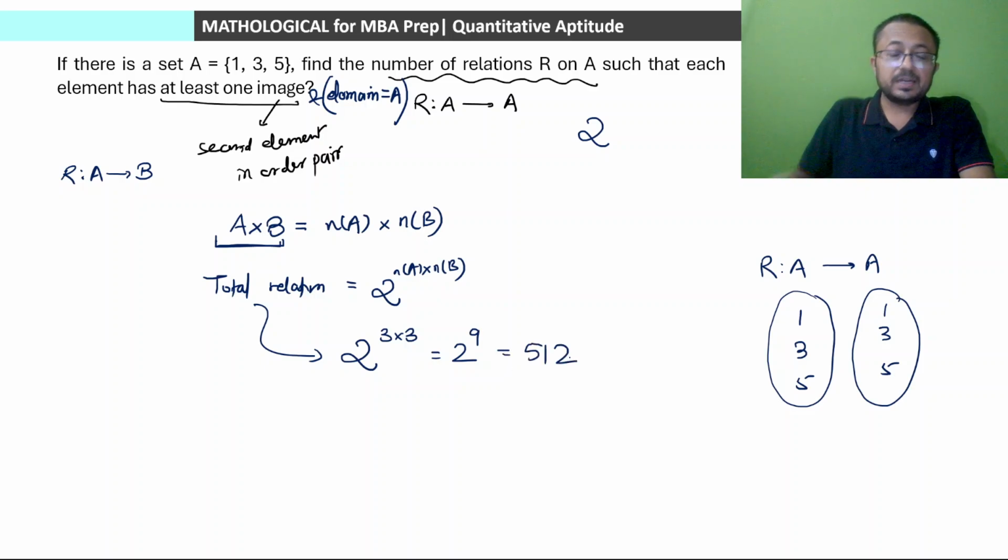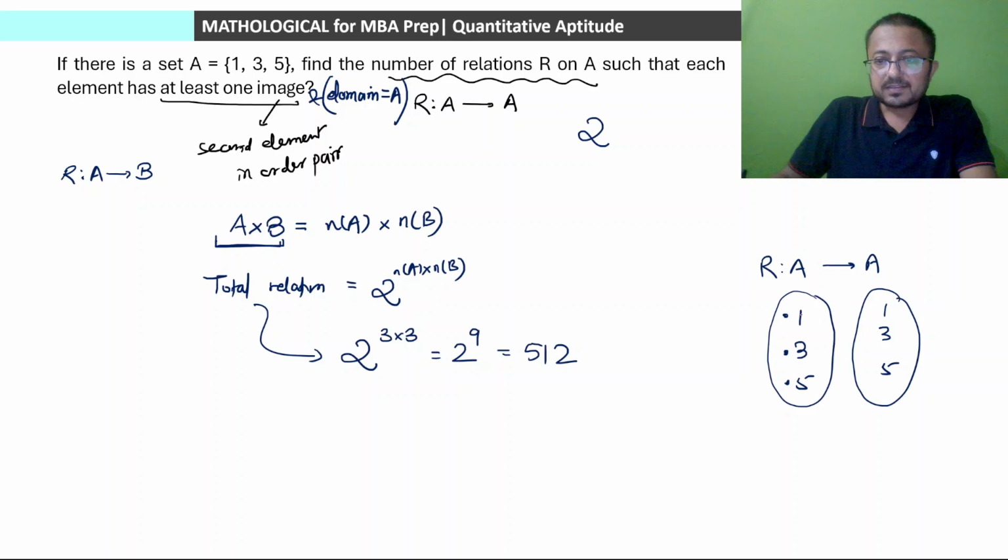But question total relations नहीं पूछा, question पूछा total relations such that each element has at least one image and domain is equal to A. यानी कि all elements 1, 3 and 5 should be included in the domain and each should have at least one image. Okay, तो क्या क्या cases बन सकते हैं?